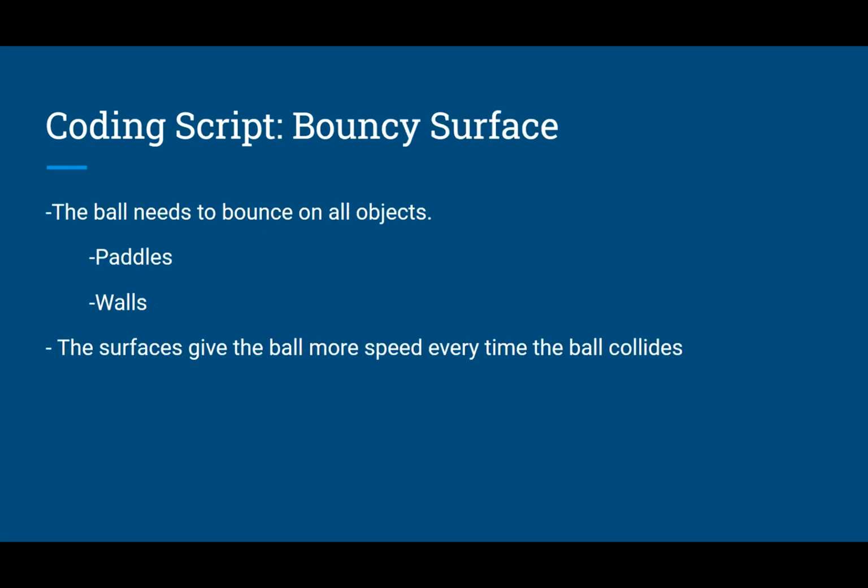We also learned something pretty cool about Unity Engine: the physics is already built in. So we didn't have to start from scratch on a physics engine, which would be really hard and complicated. So the ball needs to bounce on all objects, the paddle, walls, and the surface. When it collides with the ball, it has to speed up like it would normally in physics, like in the real world. So yeah, this is our coding script for the bouncy surface.